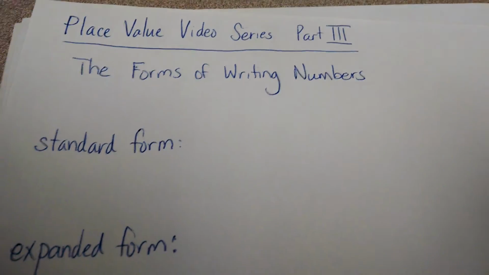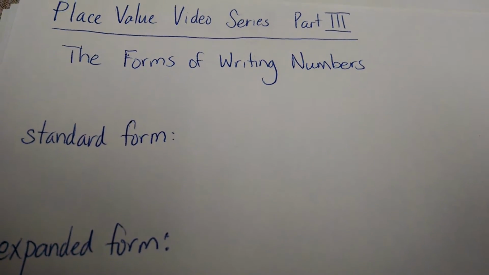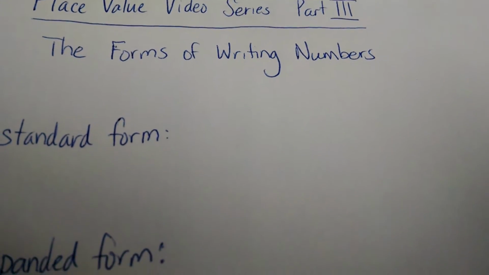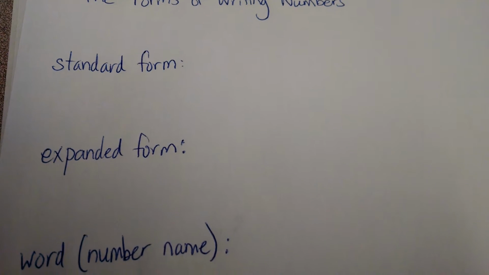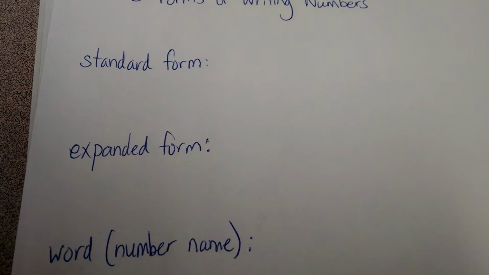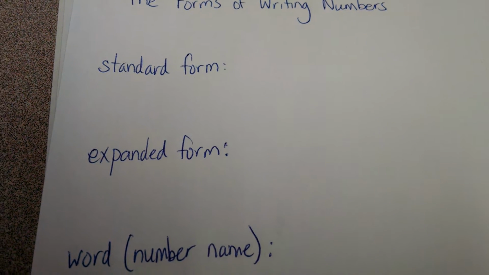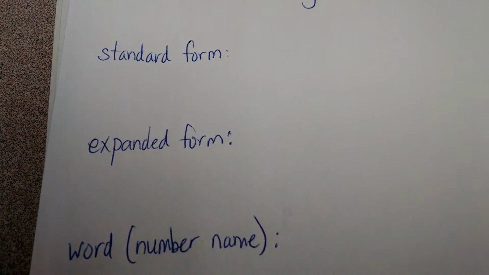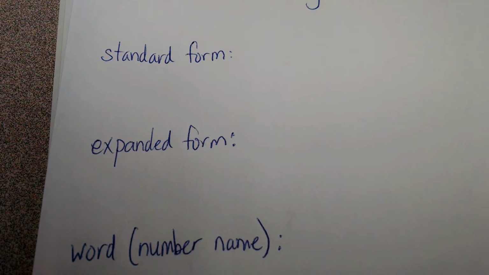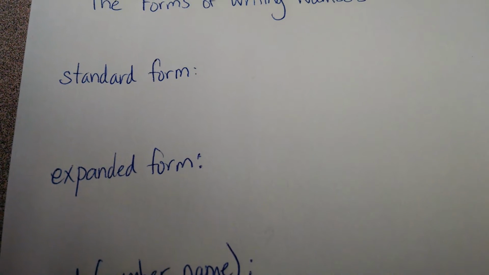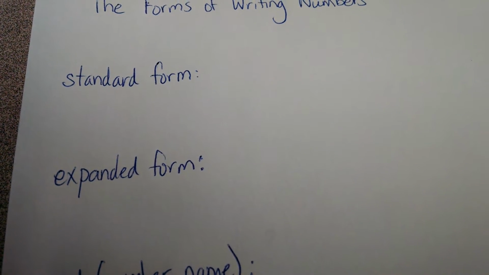Welcome back. I am back now for our part 3 of our place value video series. Today we're going to talk about the forms of writing numbers in our base 10 system, and we're going to talk about words like what is the value of a digit, how many hundreds are in this number, how many thousands in this number. So I'm going to show you a few strategies and some vocabulary that will be useful.